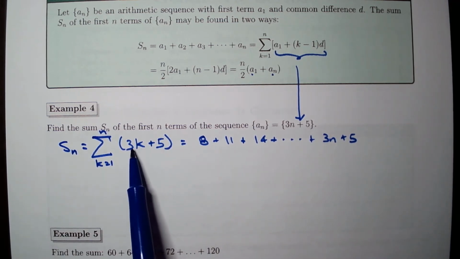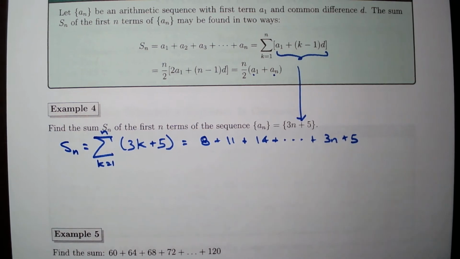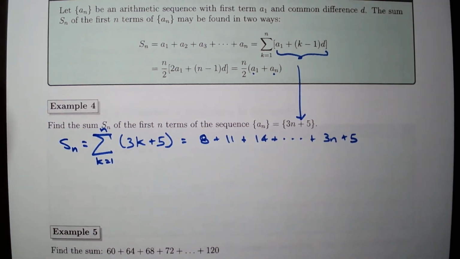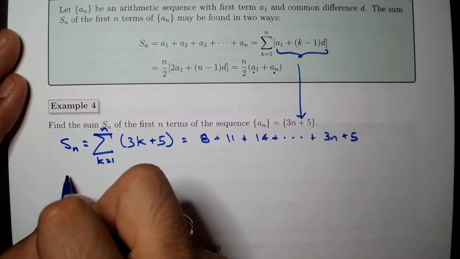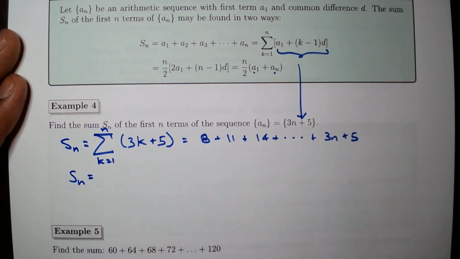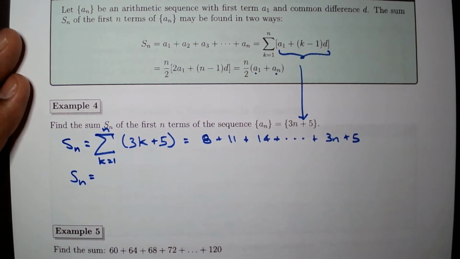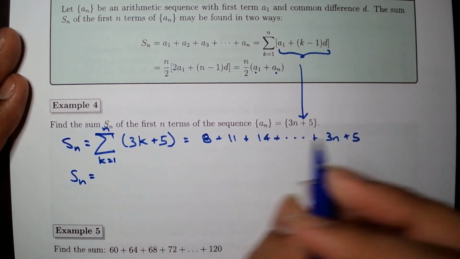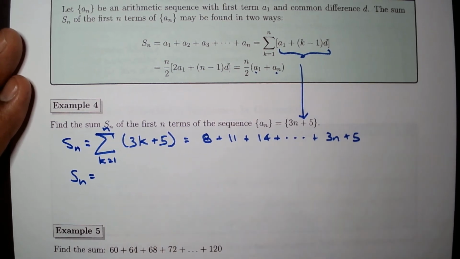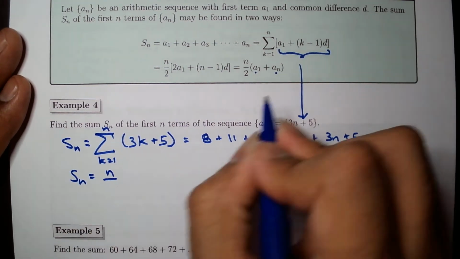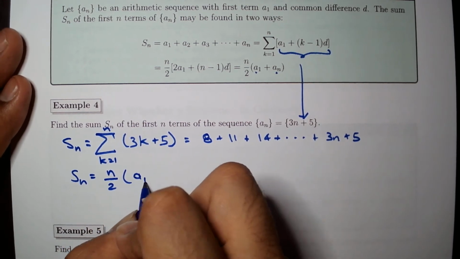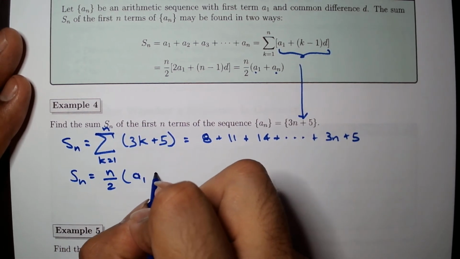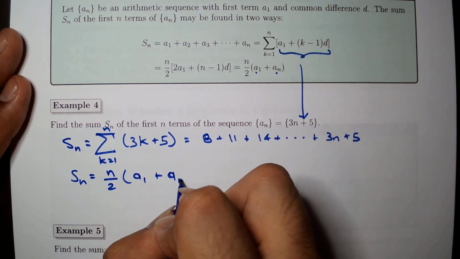3 times 3 equals 9 plus 5 equals 14, and so on and so forth. Well, in this case, to find the general sum, the sum of all the first n terms, we are going to do n over 2 times the first term, which is a sub 1, plus the nth term.